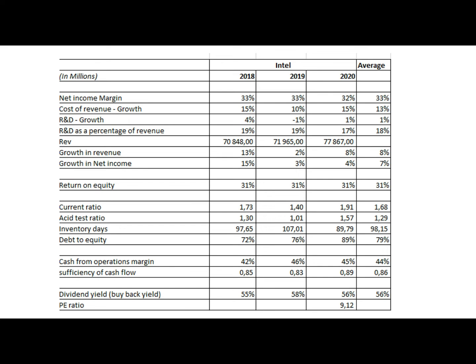The net income margin has performed well, relatively stable. It's above the industry average of about 80%.